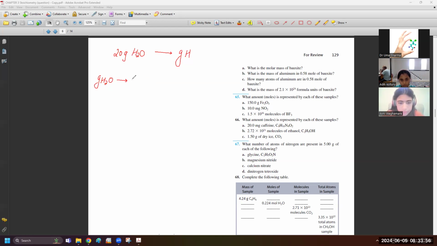Can you go to moles? Yes, moles of water. And from moles of water, where can you go? You want grams of hydrogen. To know the grams of hydrogen, you need to know moles of hydrogen, right? So from moles of water, you will go to moles of hydrogen, and then to grams of hydrogen.